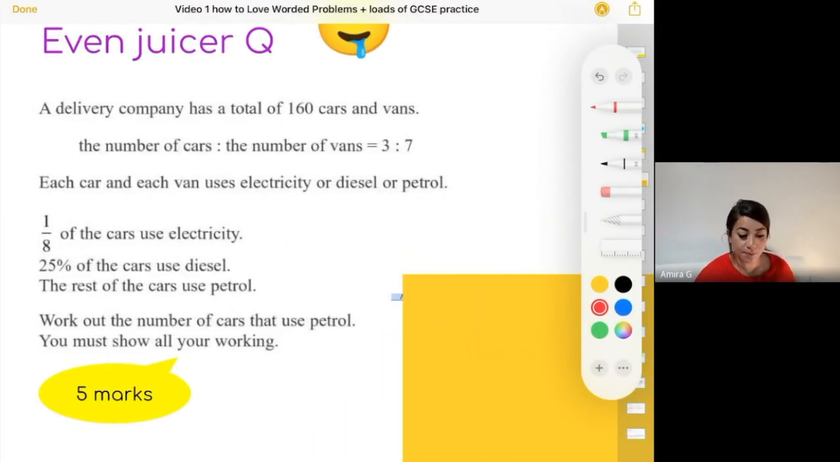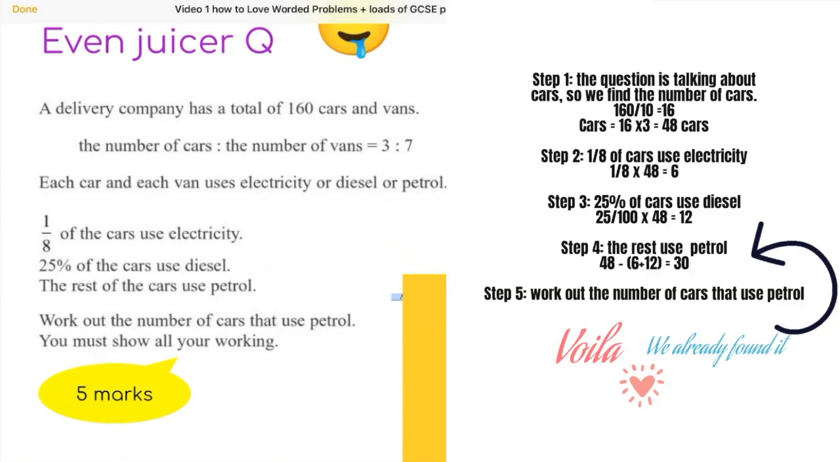So a delivery company has a total of 160 cars and vans. I've actually done this question, so I'm going to do it now. I will not get overwhelmed just because they put 2 dots on top of it. Now, the second type of questions are the ones where you're expected to know some kind of formula.